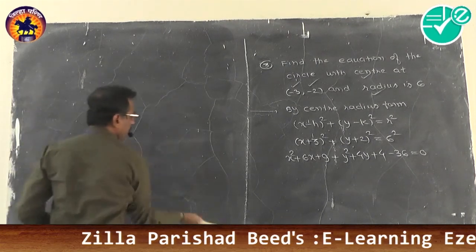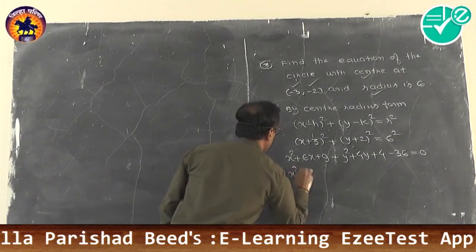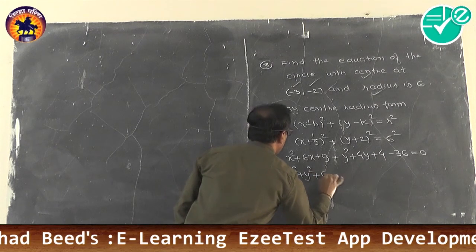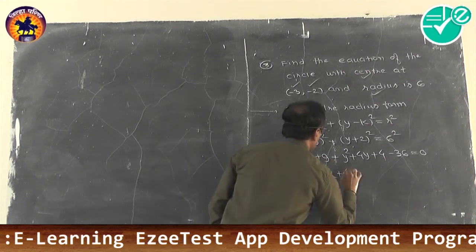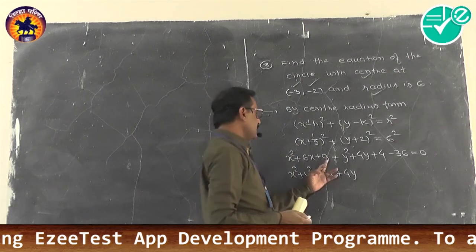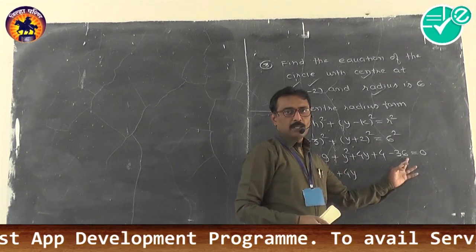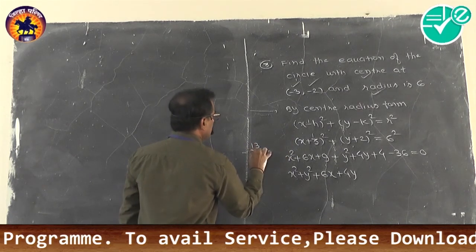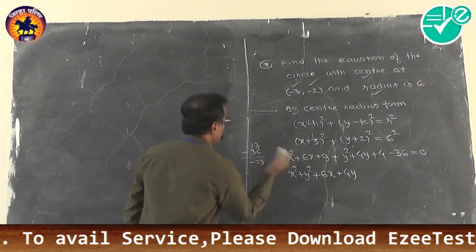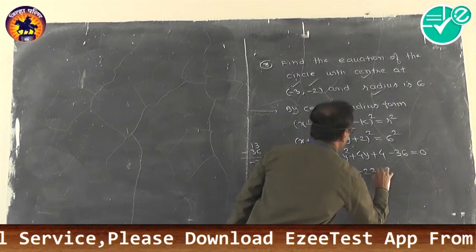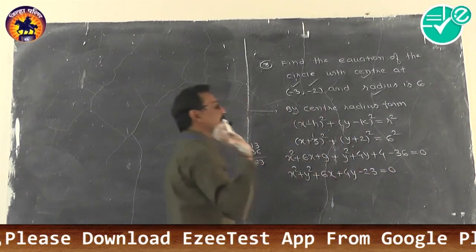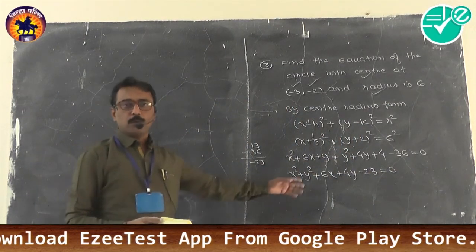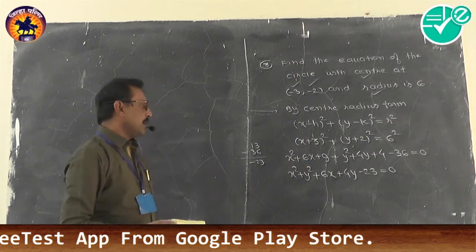Let's simplify this. x square plus y square plus 6x plus 4y, and after that this is 9 plus 4, 13 minus 36, can I write this as minus 23? So it is minus 23 and is equal to 0. Whatever I have written on the board is the required equation of the circle.